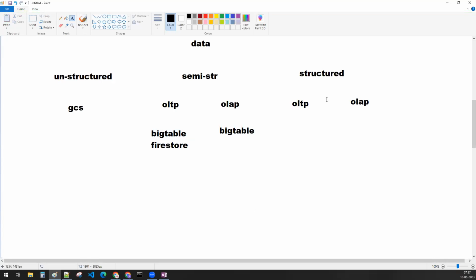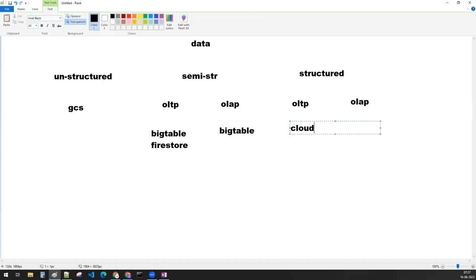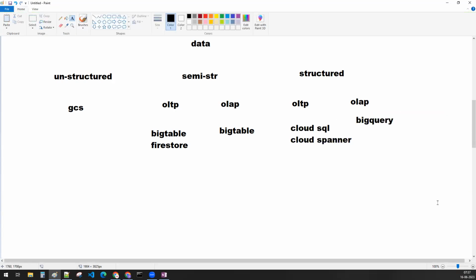When you come to structured data, this is our area, guys. Mainly, we focus on this. And for OLTP with structured data, you will have Cloud SQL and Cloud Spanner. When you come to OLAP, you will have BigQuery. So this is based on your data.